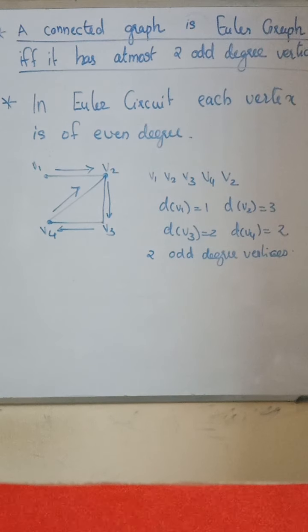If the graph contains an Euler circuit, each vertex is of even degree. In an Euler circuit, each vertex is of even degree.